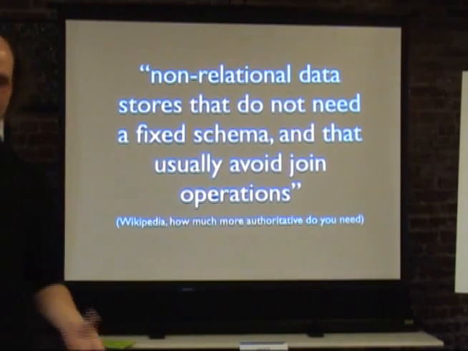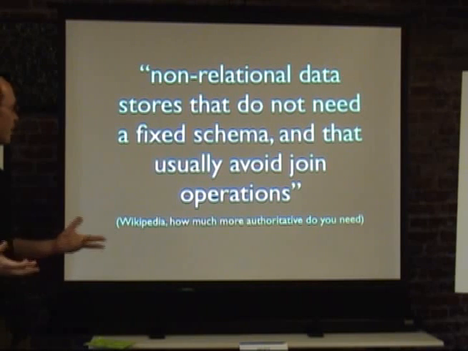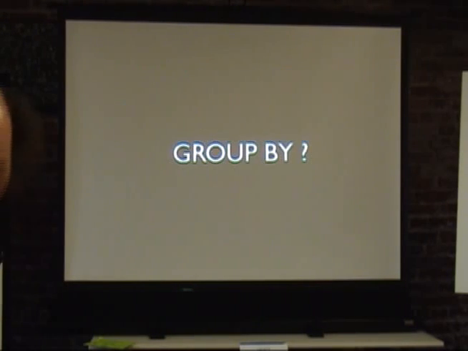So, at first we asked, well, what is even the definition of it? Because it's kind of hard to understand. We're saying, well, it's NoSQL, but what does that mean? Is that access? What exactly does that mean as far as database stuff goes? So: non-relational data stores that do not need a fixed schema and that usually avoid join operations. I like that usually part there. There's actually a question mark where that was coming from Wikipedia.